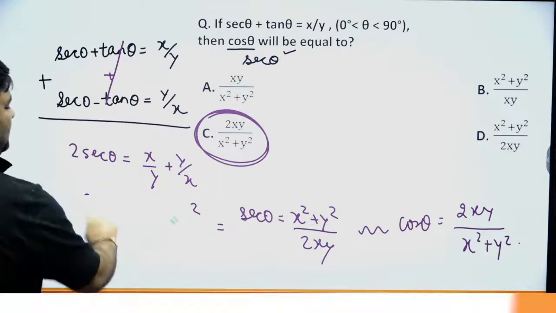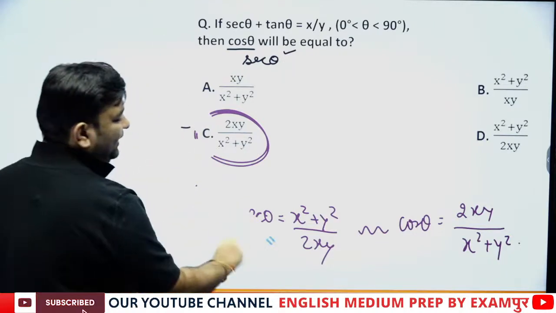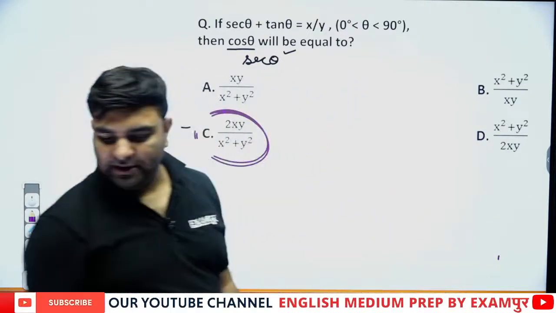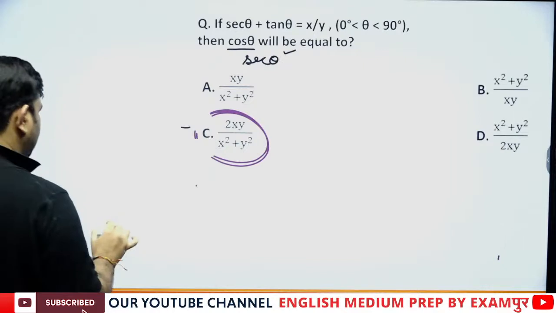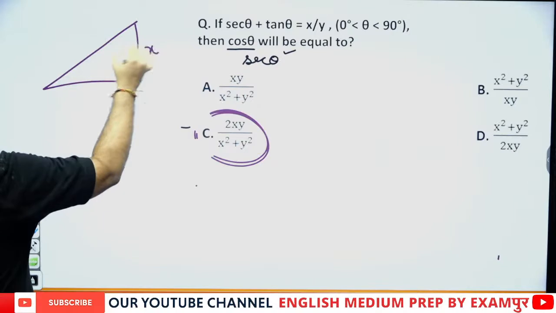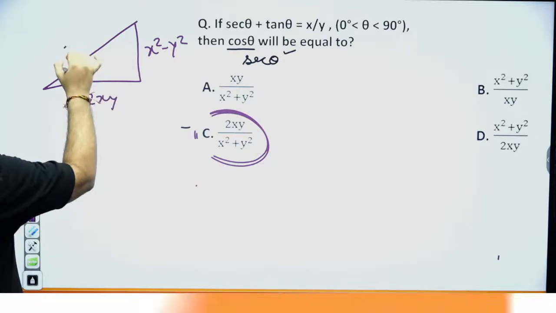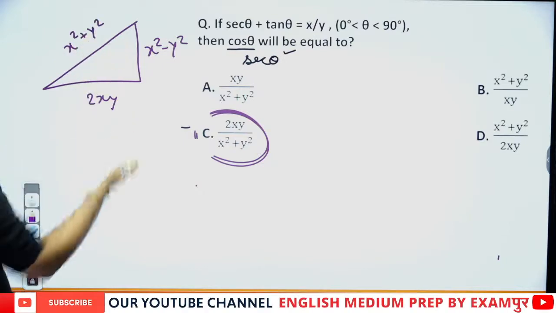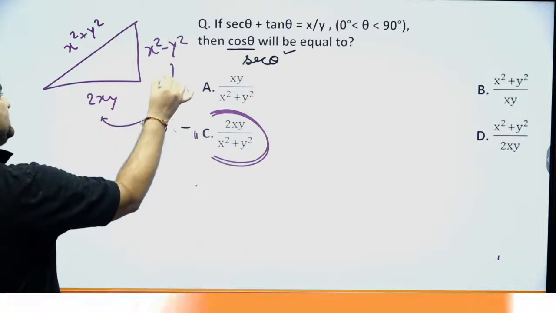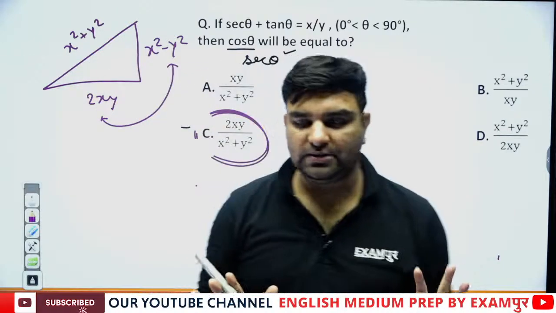Whatever would be the cos theta, it would be from the triplet only. And there is a very famous triplet: x square minus y square, 2xy, and x square plus y square. They can interchange their positions, but the hypotenuse is always going to be x square plus y square.